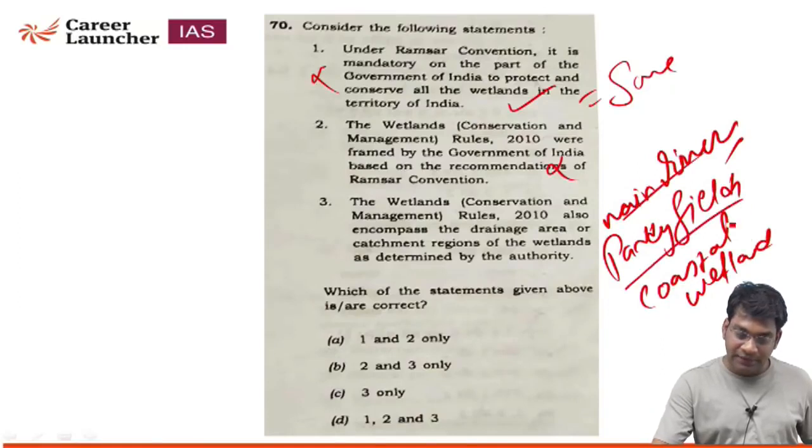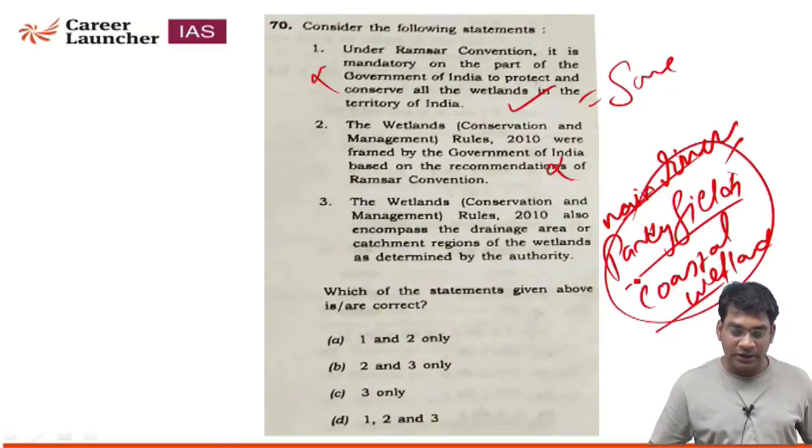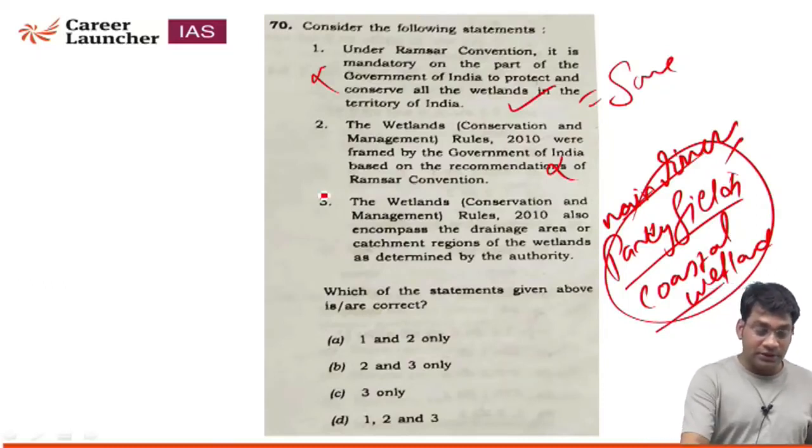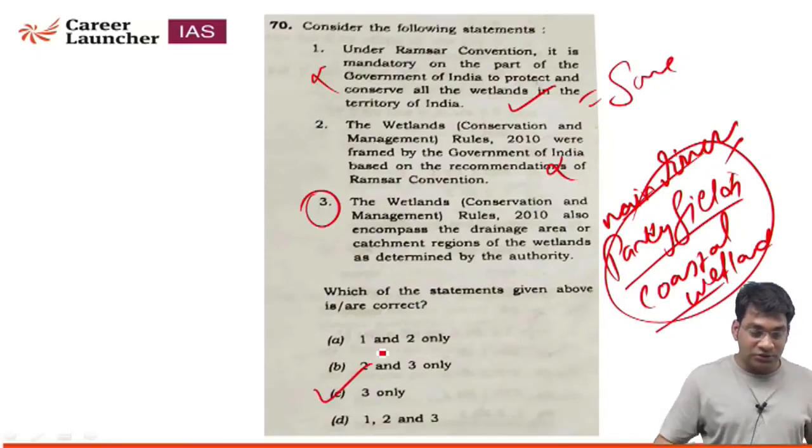So main river, paddy field and coastal wetland will not be categorized as a wetland. So option number 3 is only correct. So the correct answer is C3 only.